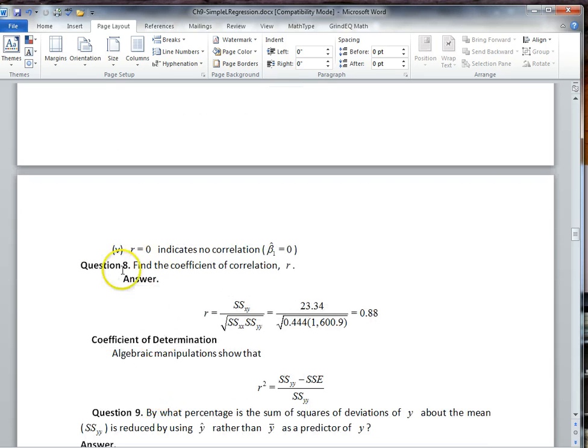So in my example, if I were to compute R, we calculated this as 23.34, and this is 0.44, and this is 1600.9, with the square root. So that gives me 0.88. So that's a very strong correlation between advertising and sales volume.